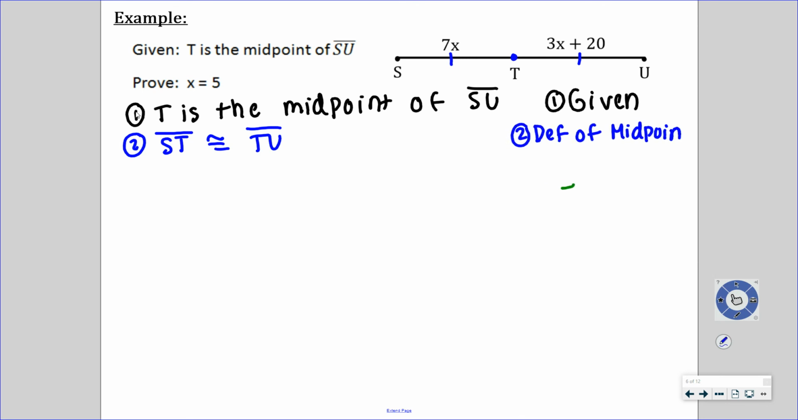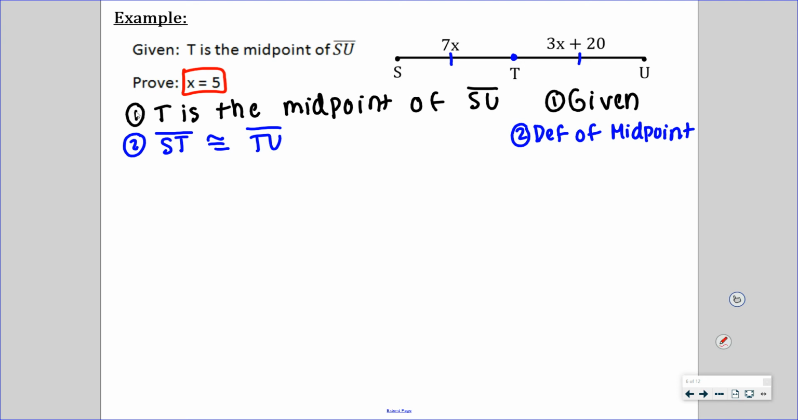Okay. Definition of midpoint. Now, look where we're trying to go. We're trying to prove that x is 5, or that x equals 5. And right now, I have this kind of like a little math equation almost. It's a little congruent symbol, and I know that ST is the same as TU.